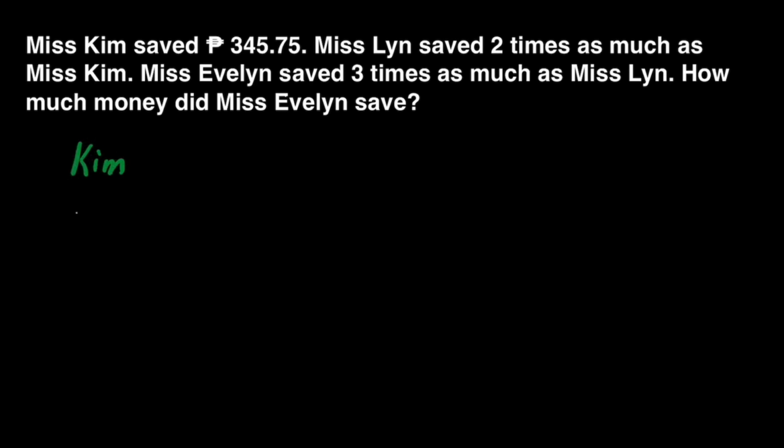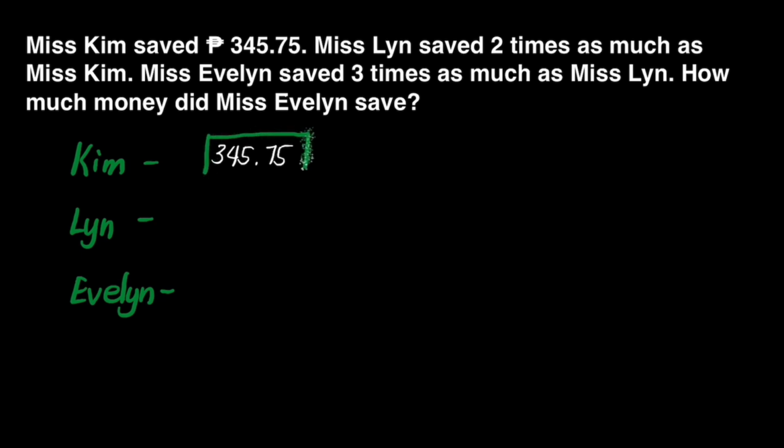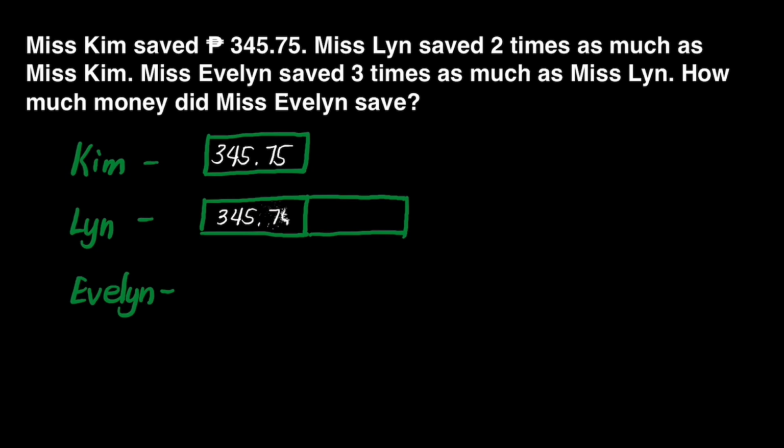In my experience, this problem can easily be solved by our students if they see a model. So let's draw a model for this. Miss Kim will have one box with 345 pesos and 75 centavos. As for Ma'am Lynn, we will be drawing 2 boxes of this because it says there in our given, she has saved 2 times as much as Miss Kim. Of course, we'll be having 345 pesos and 75 centavos in each box.